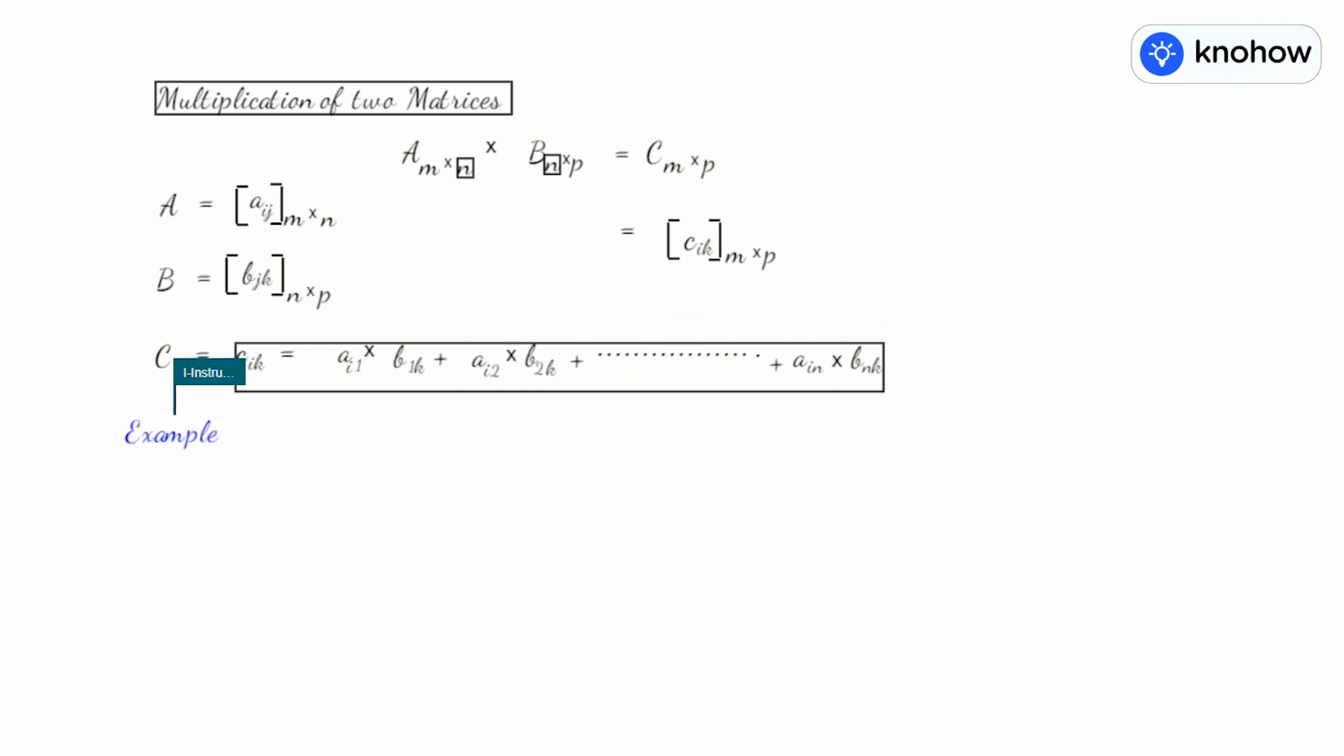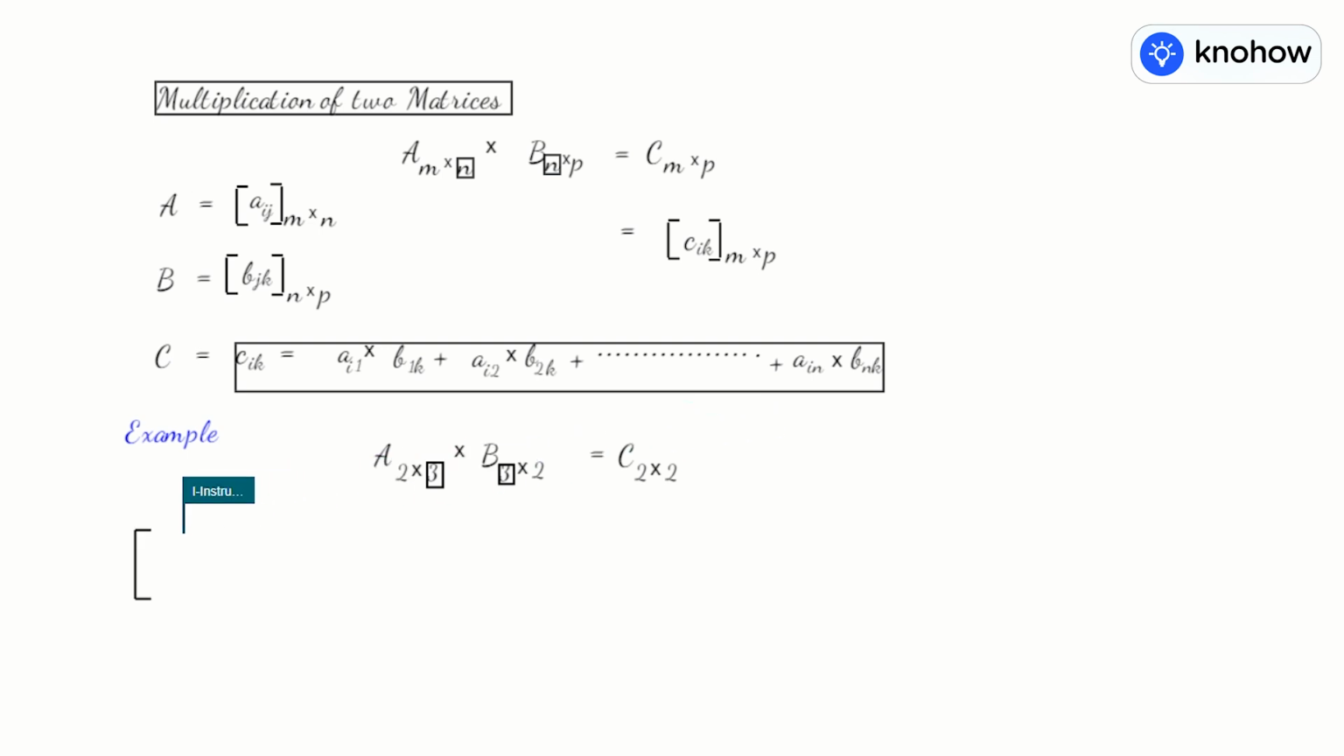Let's suppose A and B are 2 matrices. A is a matrix of order 2 by 3 and B is a matrix of order 3 by 2. Here you find the number of columns in the first is same as the number of rows in the second, 3 each, and the resultant matrix of course will be of the order 2 by 2. So let me take an example.